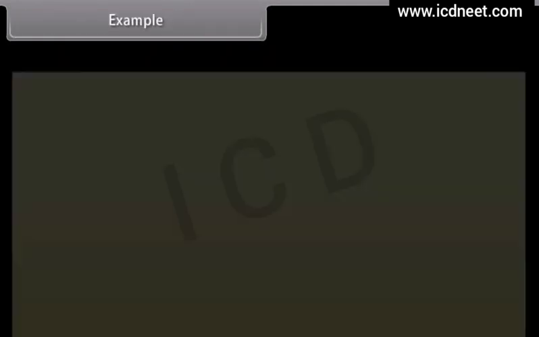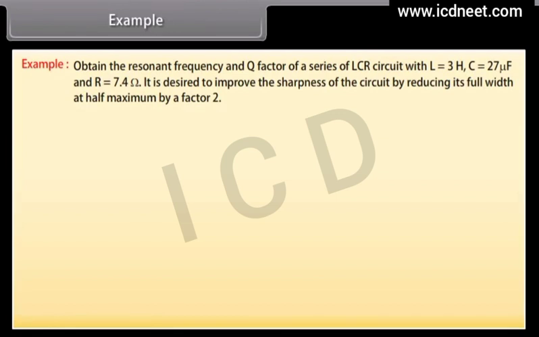Example. Let's take an example of resonance in LCR circuit. Obtain the resonant frequency and Q factor of a series LCR circuit with L equal to 3 Henry, C equal to 27 microfarad and R equal to 7.4 ohm. It is desired to improve the sharpness of the circuit by reducing its full width at half maximum by a factor 2. Let's see the solution.